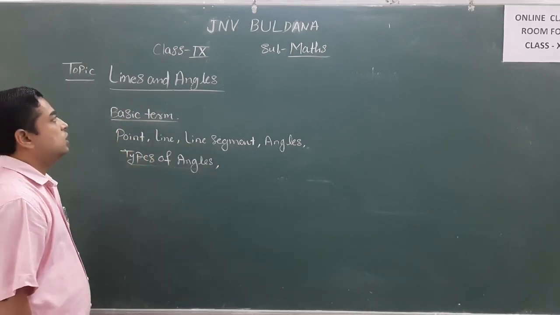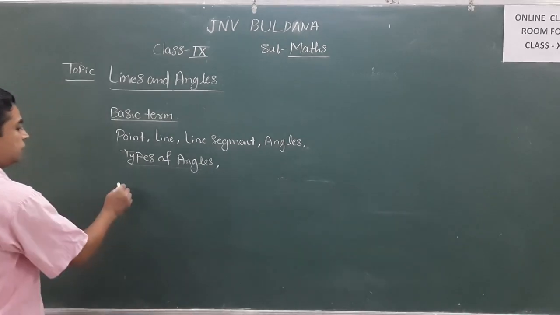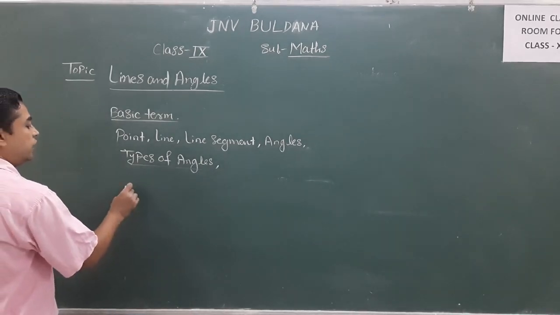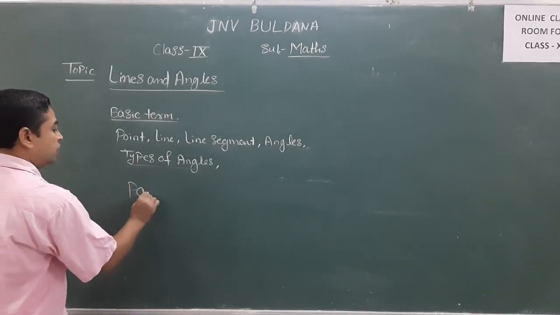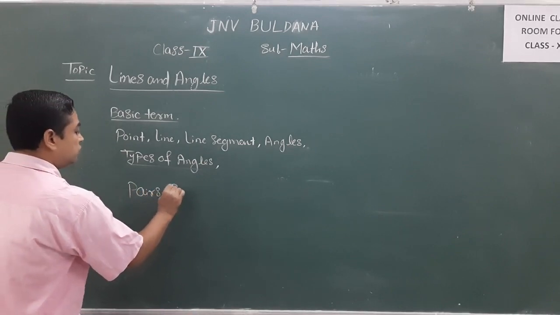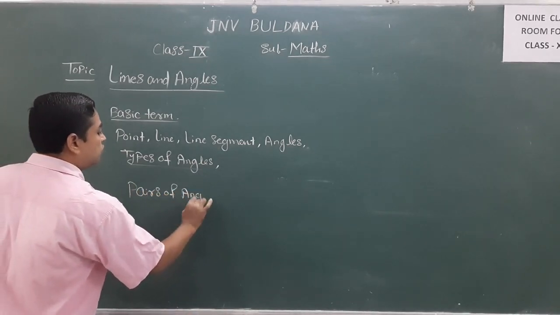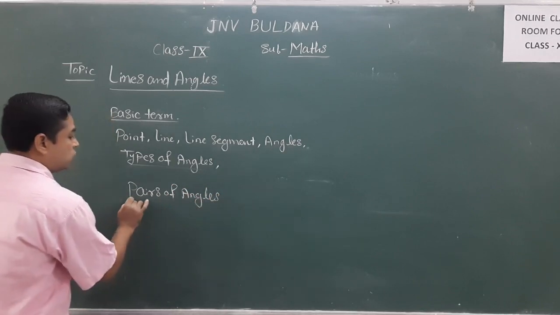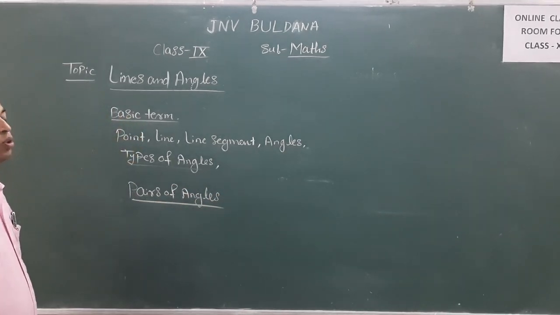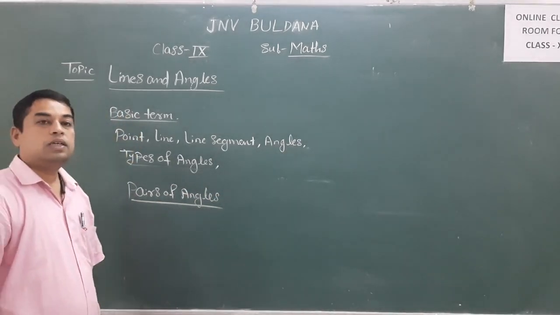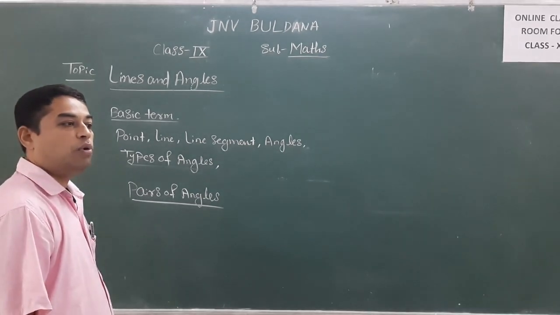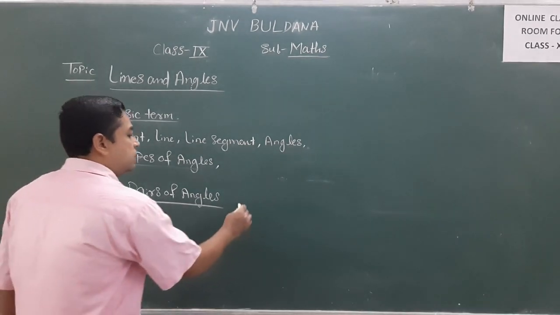Apart from this, pairs of angles. What are pairs of angles? Pairs of angles means, the first we can say about pairs of angles is adjacent angles.